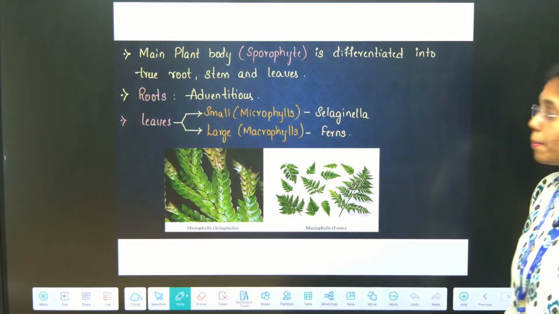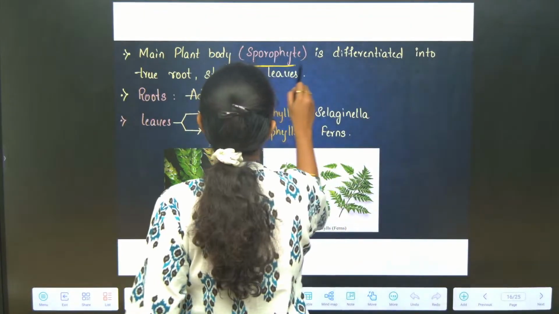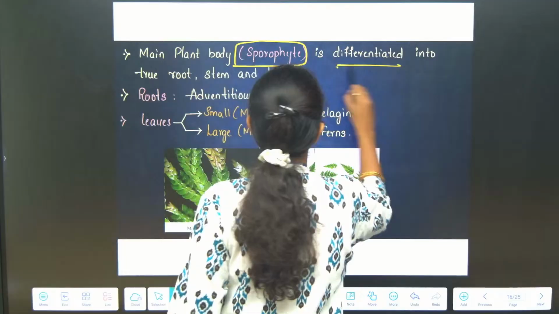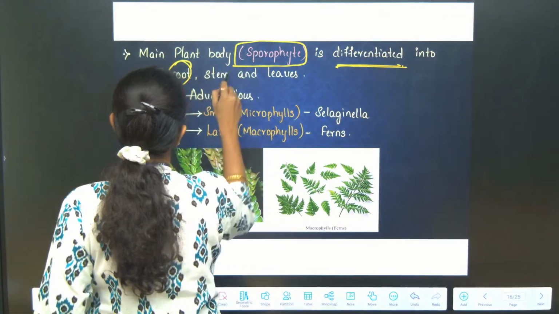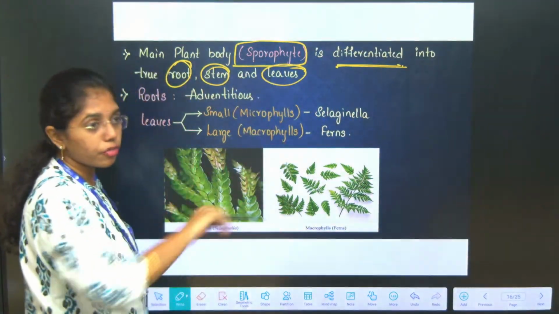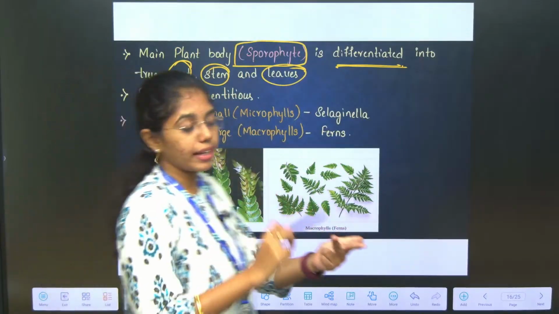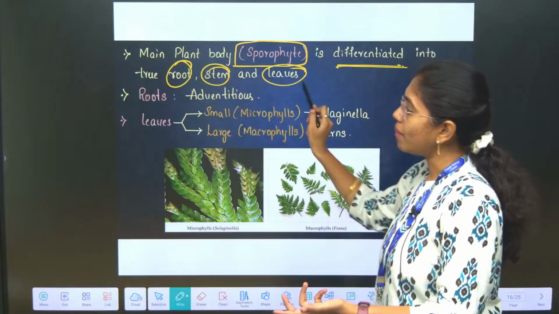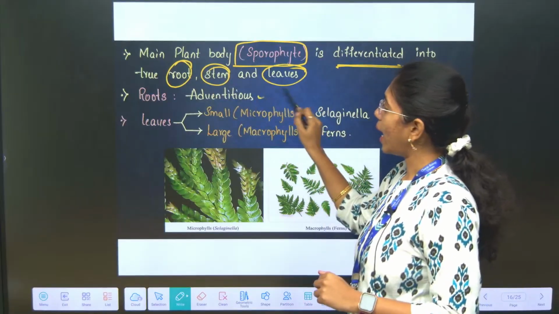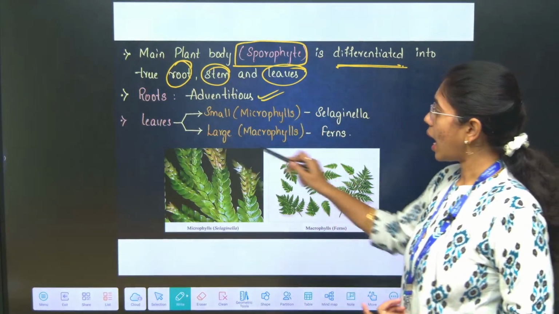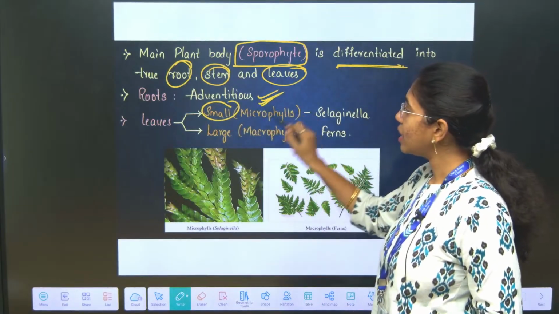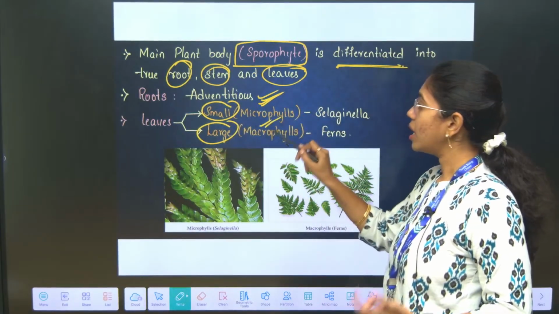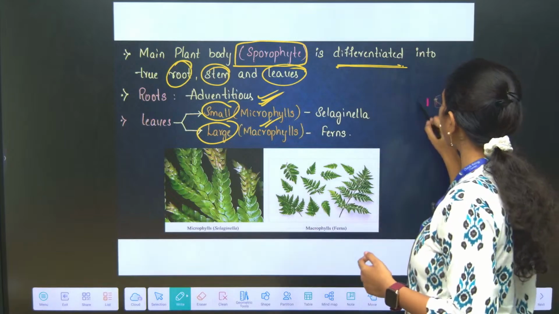Next, if you see, the main plant body is the sporophyte. This is differentiated into root, stem and leaf. In bryophytes, though, you have root-like, stem-like, leaf-like structures, whereas in pteridophytes you can see root, stem and leaves. Roots are adventitious, leaves are small, microphyllous, or large, macrophyllous. Here leaves are called sporophylls, beta.